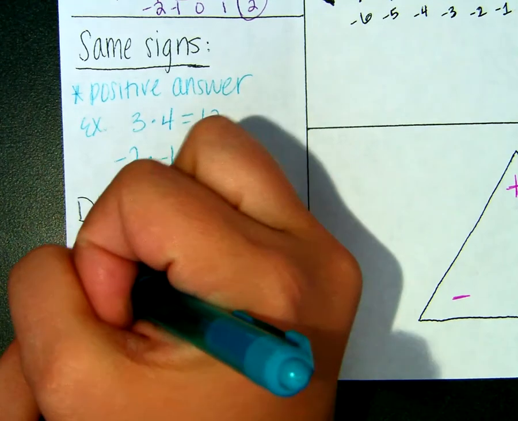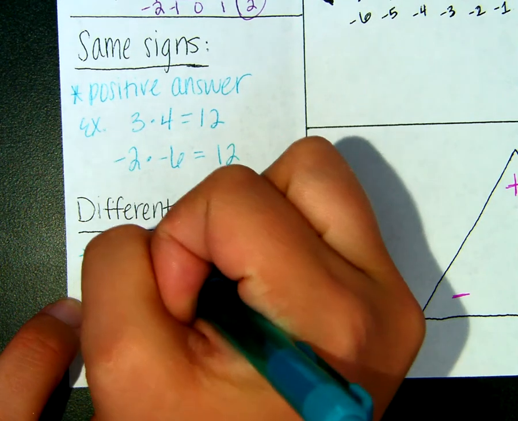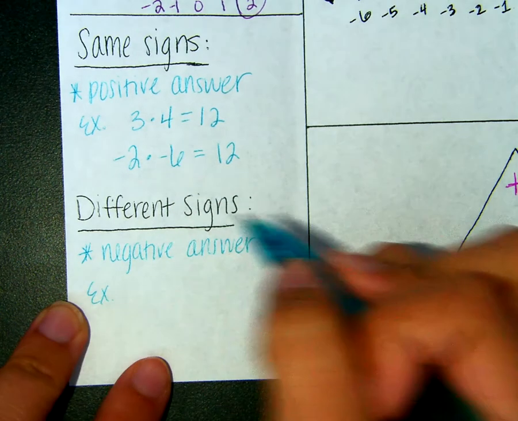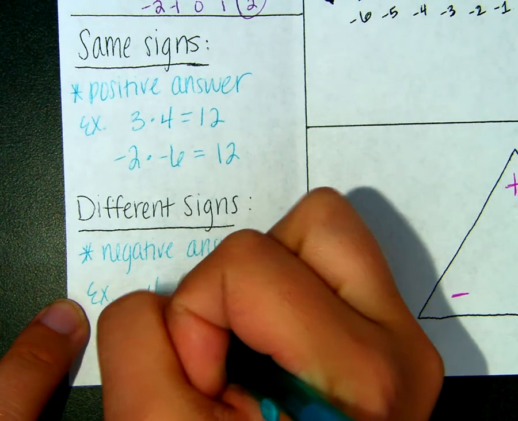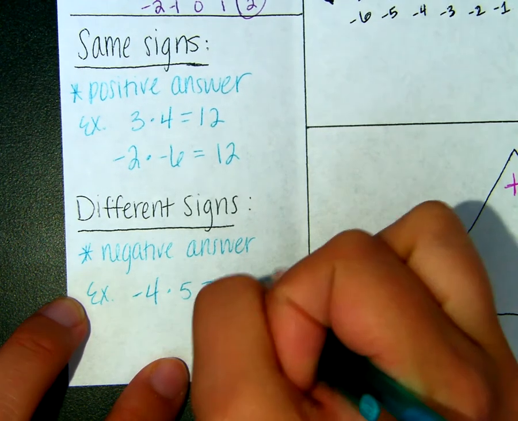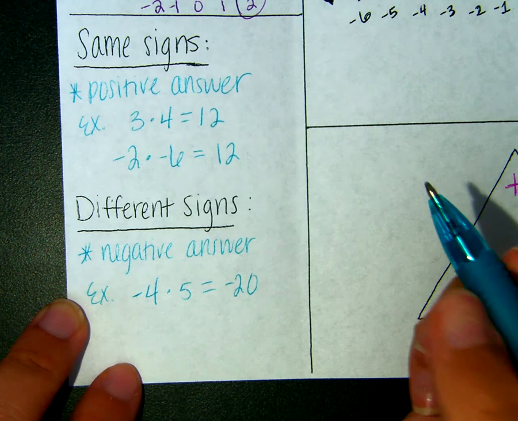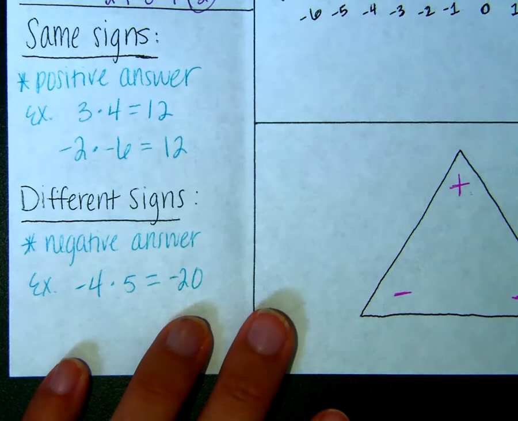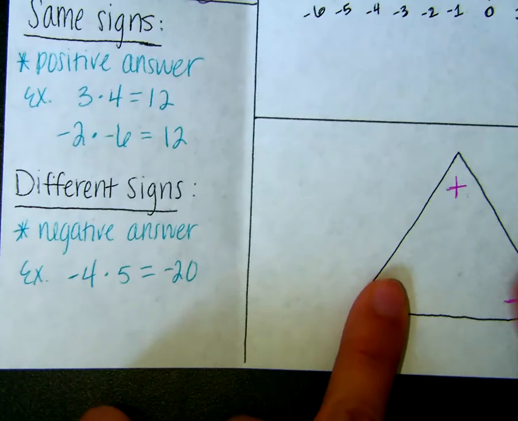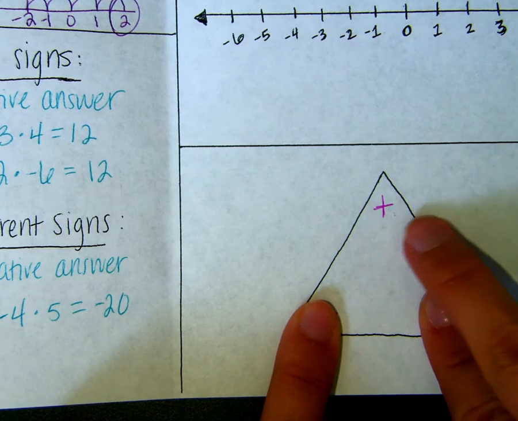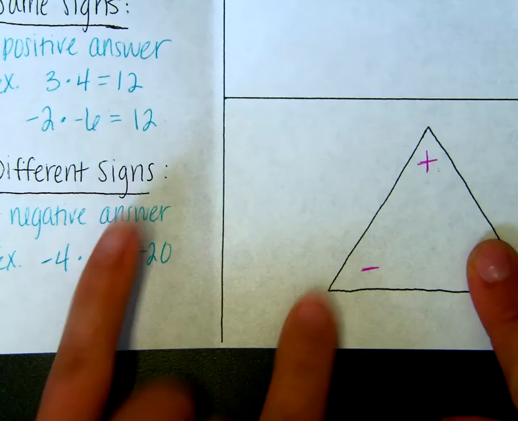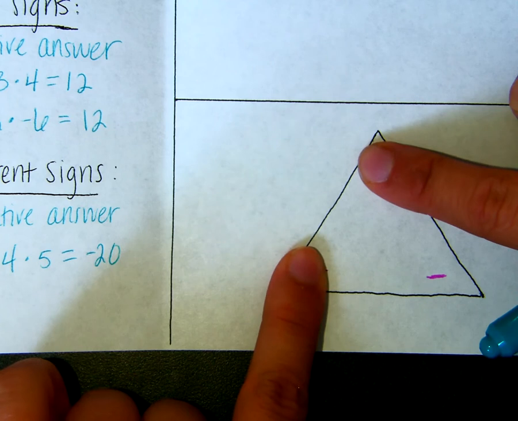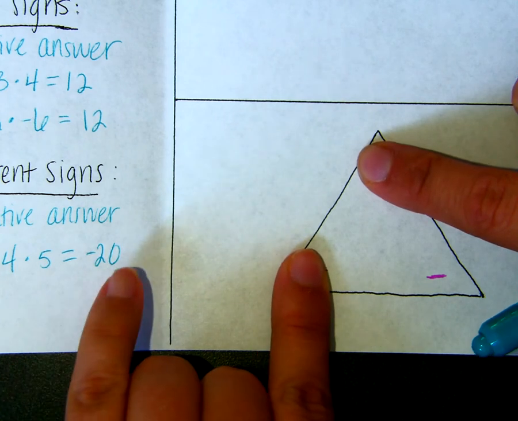If you have different signs, you will have a negative answer. So for example, negative 4 times 5 is a negative 20. And again, you can use your triangle if you wanted to. Negative 2 times negative 6. Negative 2 is negative. Negative 6 is negative. If you look over here, what's left is a positive number. My 12 was positive. Here, negative 4 is negative. 5 is positive. What's left over? A negative sign. So my answer is going to be negative.